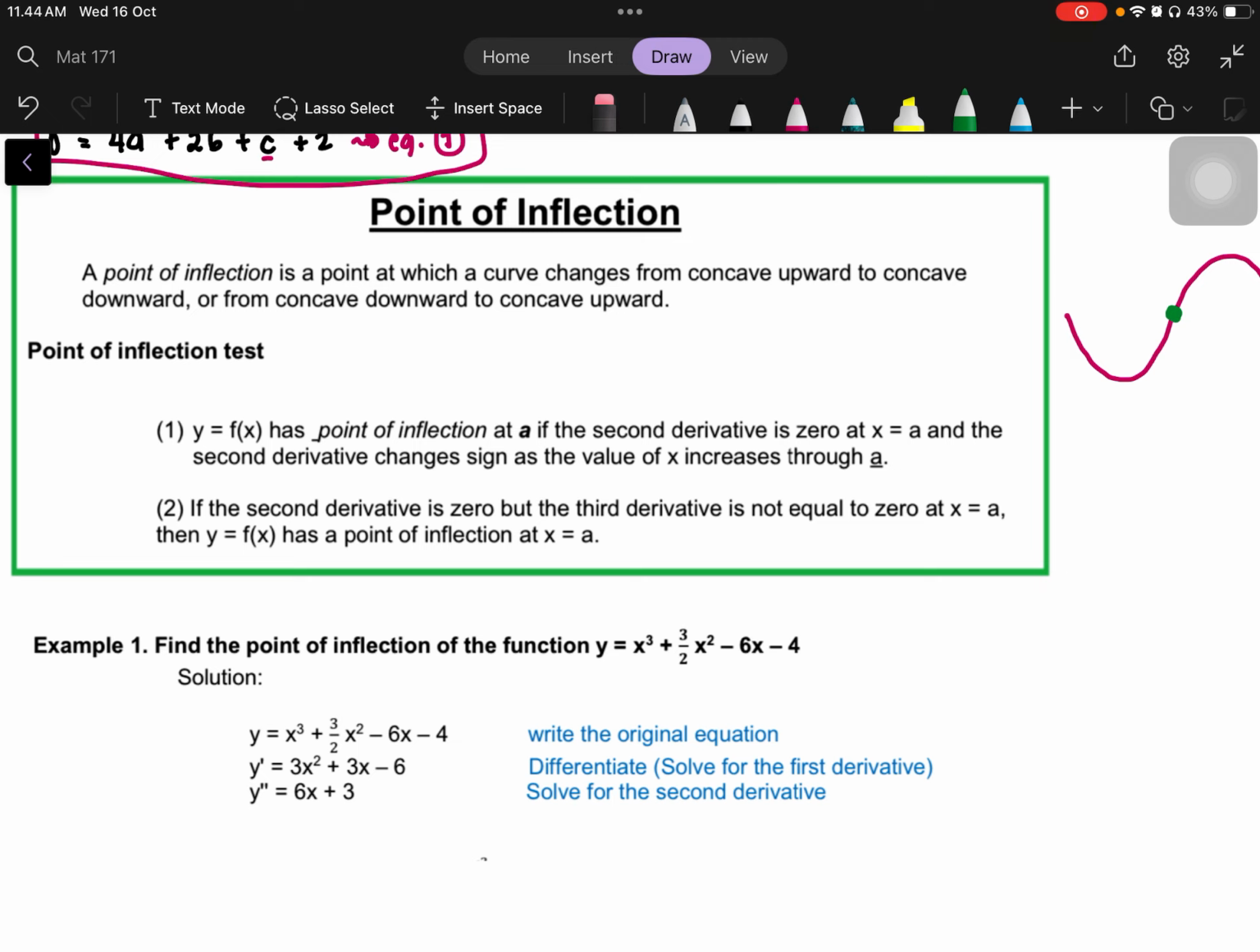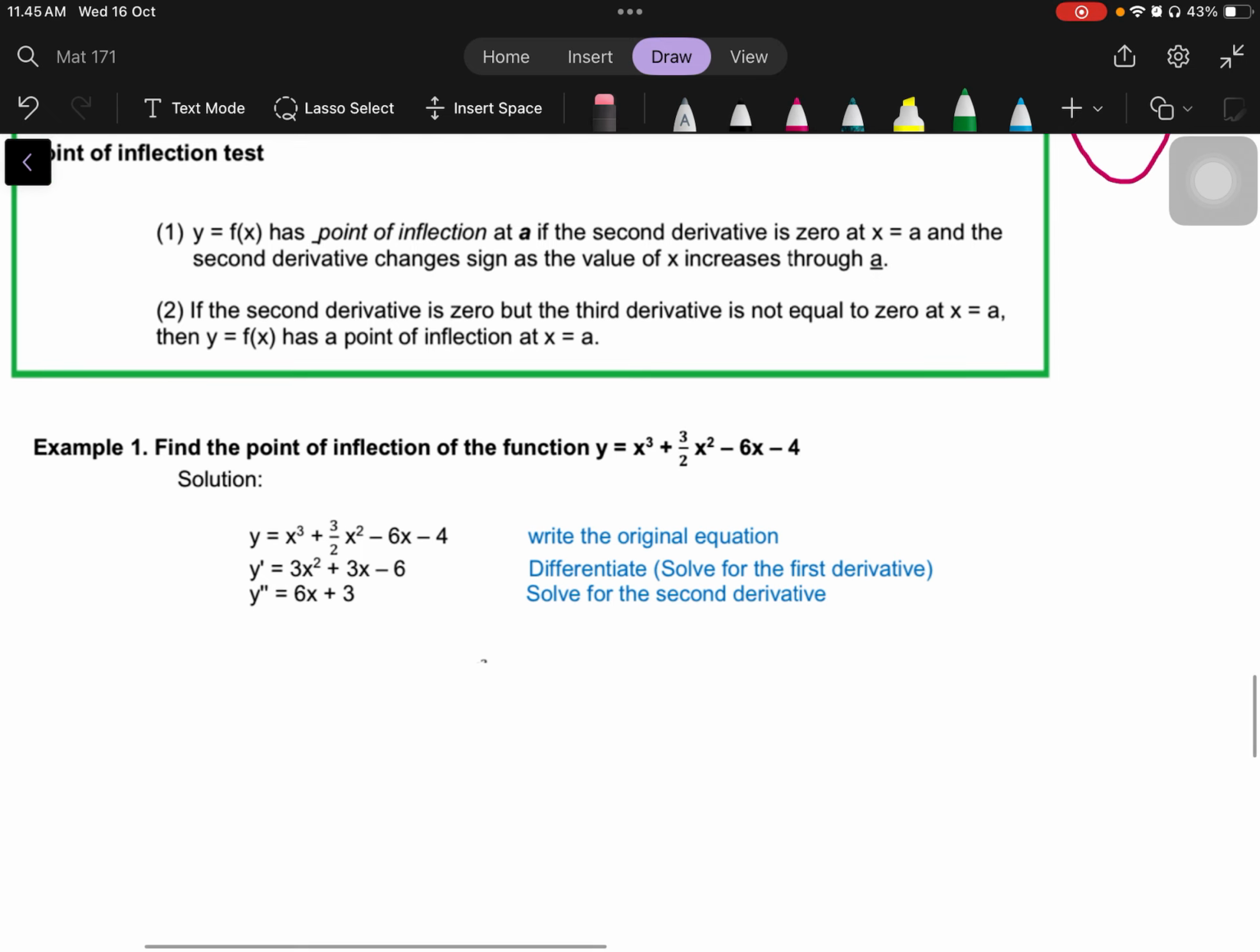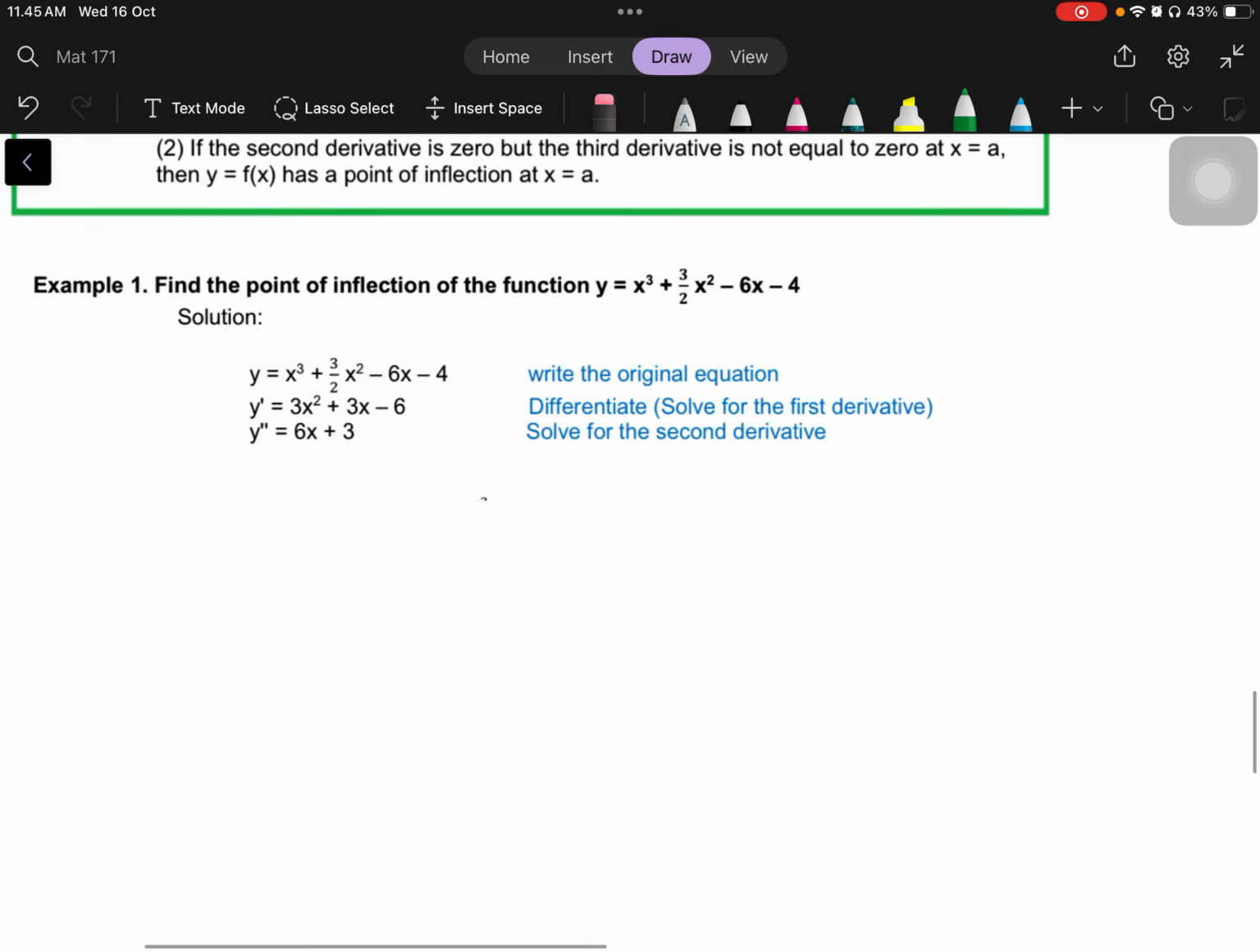If the y has the point of inflection at a, if the second derivative is 0. Okay, pag nag-0 na daw yung second derivative, ibig sabihin, yun na yung kanyang point of inflection. Pero, kung halimbawa na, and the second derivative changes sign as the value of x increases through a. But, if the second derivative is 0, but the third derivative is not equal to 0 at x is equal to a, then y has a point of inflection at x is equal to a.